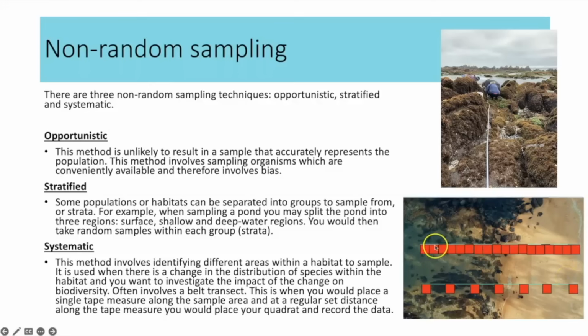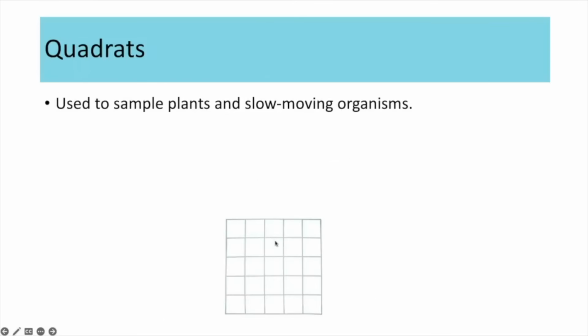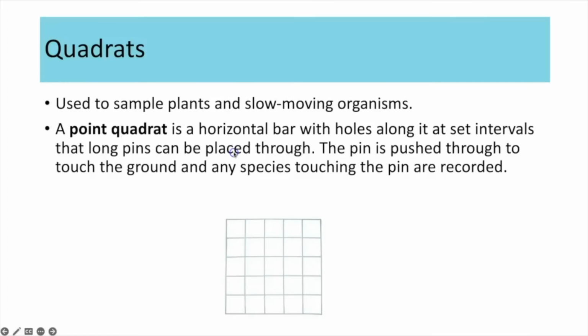So a belt transect is when you would place a single tape measure along your sample area, and either at every single distance or maybe set intervals, you would place your quadrat, and then you'd record the data in that quadrat. You should still do a large number of repeats though, and that would mean placing your transect at multiple positions in parallel along the shore. So for both of those random and non-random examples, we said you'd place a quadrat. So quadrats are used if you are sampling plants or slow-moving organisms that couldn't move out of your quadrat before you've collected the data.